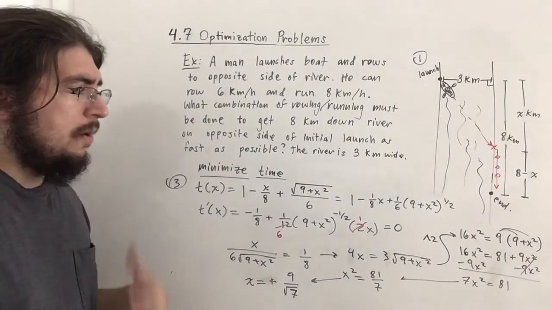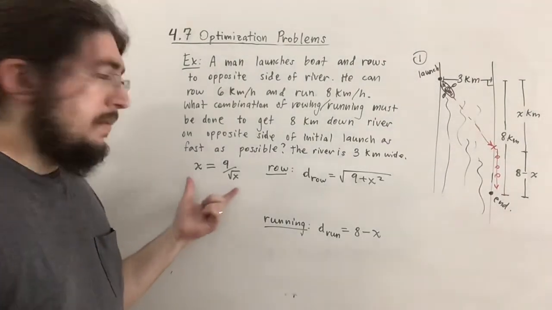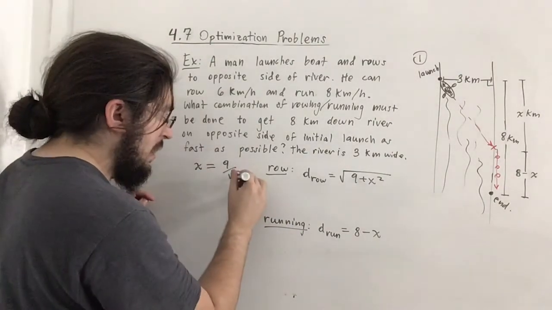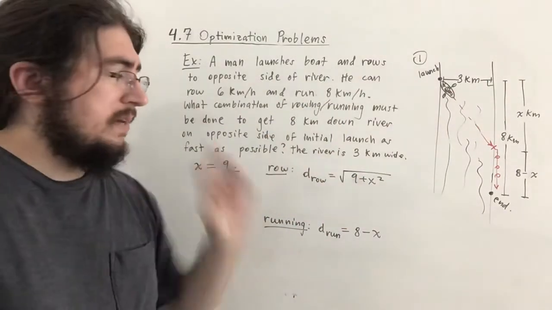I'm going to erase this now, and finally we'll interpret our answer by plugging things back in. Alright, so I've set some things up. This is the value we got for x, 9 over radical 7, my mistake. We're rowing this distance, radical 9 plus x squared, which again we've said a few times.